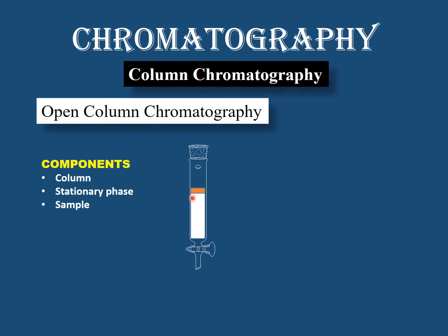Another procedure for applying your sample is to prepare a solution of your sample, and then you apply this solution on top of the stationary phase with the help of a dropper. That is another method that may be used in some cases. So once your sample is applied, the next step is to add your mobile phase. So then you can pour in your mobile phase. That depends upon the polarity or the nature of the sample that you're going to separate in this experiment.